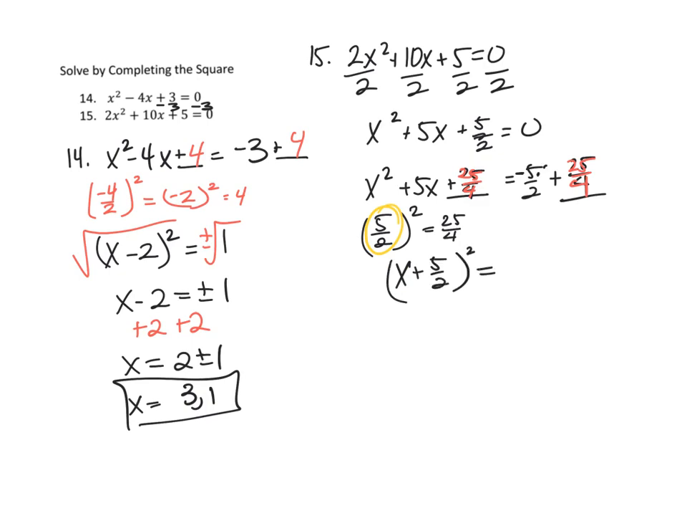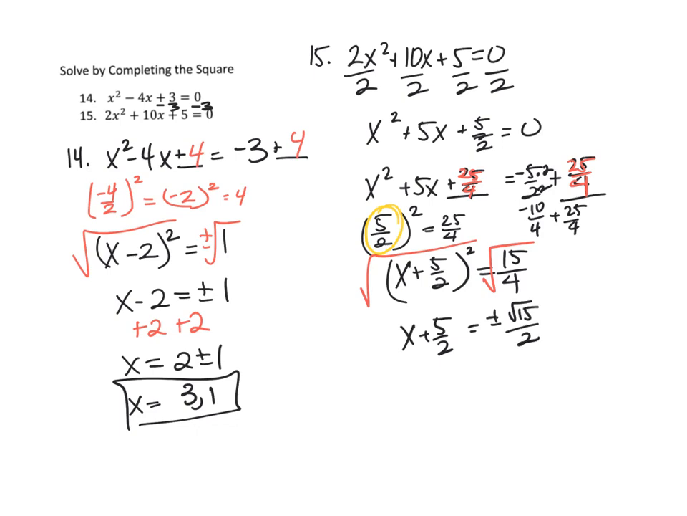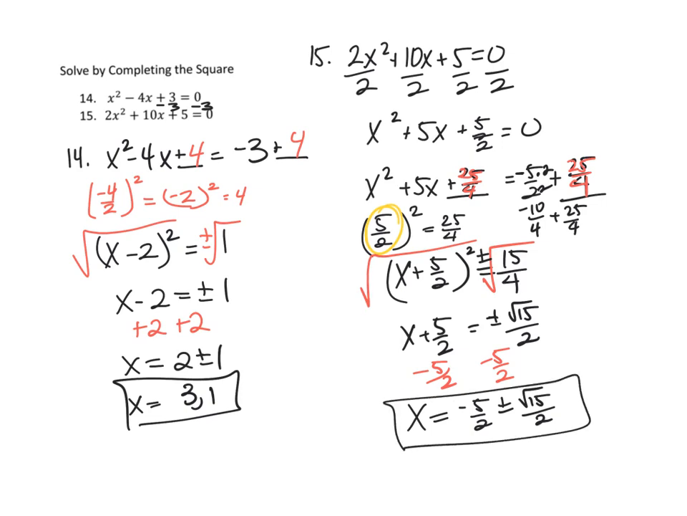And I can multiply by 2 over 2 so that I get a common denominator. Negative 10 fourths plus 25 fourths is 15 fourths. And we're going to square root both sides. Get x plus 5 halves equals plus or minus square root of 15 over 2. And then we're going to subtract 5 halves. So x equals negative 5 halves plus or minus the square root of 15 over 2. I can't simplify the square root of 15 because 5 and 3 aren't perfect squares. And that's my final answer. If I wanted to, I could make that as one fraction.